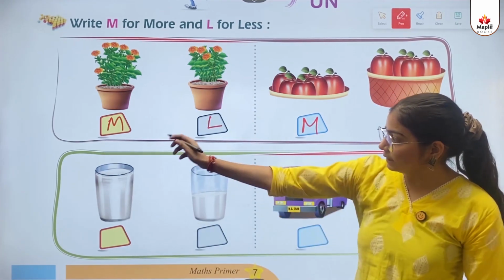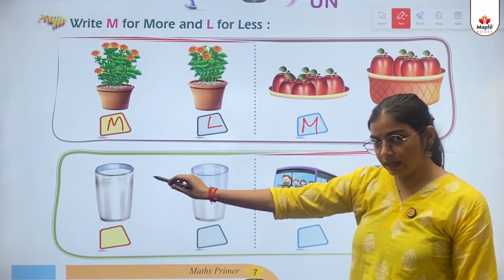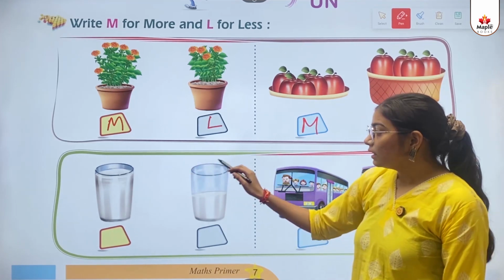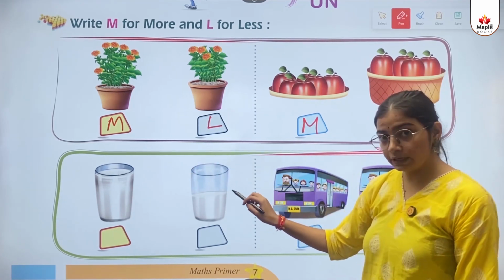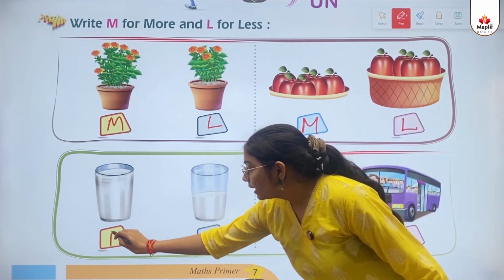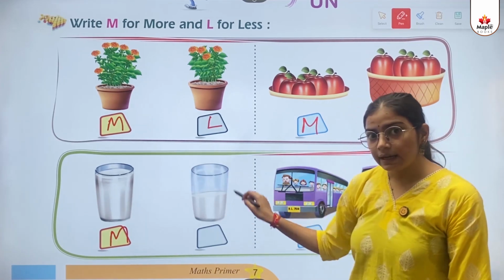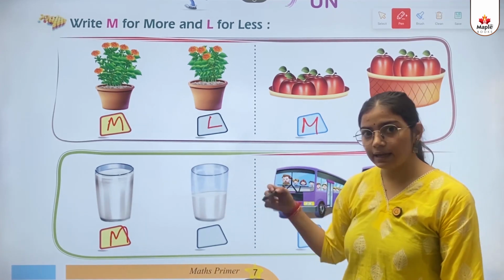Then in these pictures, as you can see, a glass full of milk and another glass with only half a glass of milk. Then we'll write M here as it is more in quantity. Then we'll write L here as it is less in quantity.